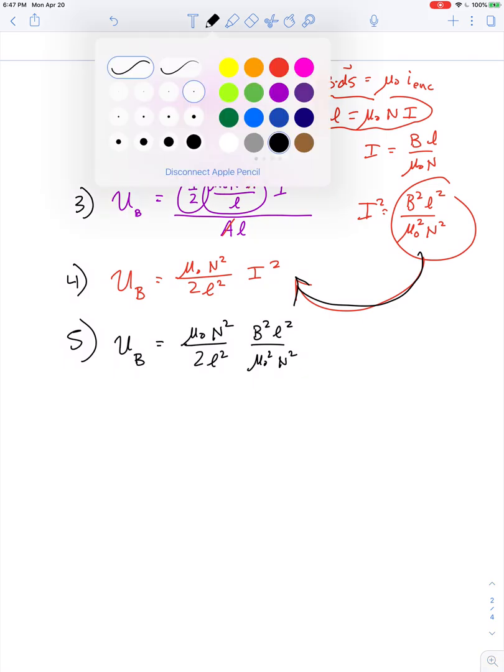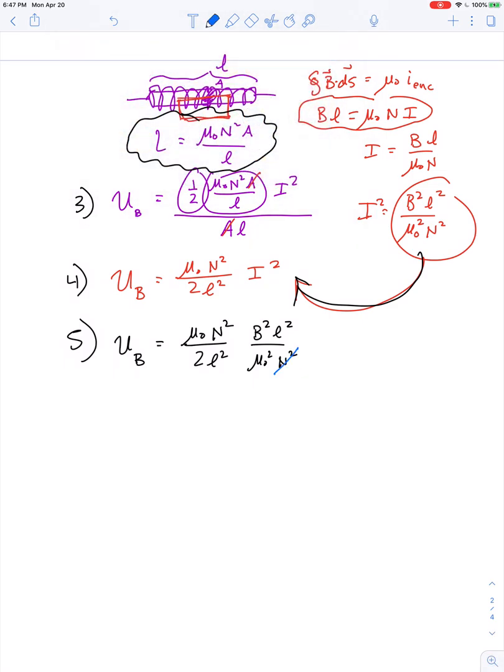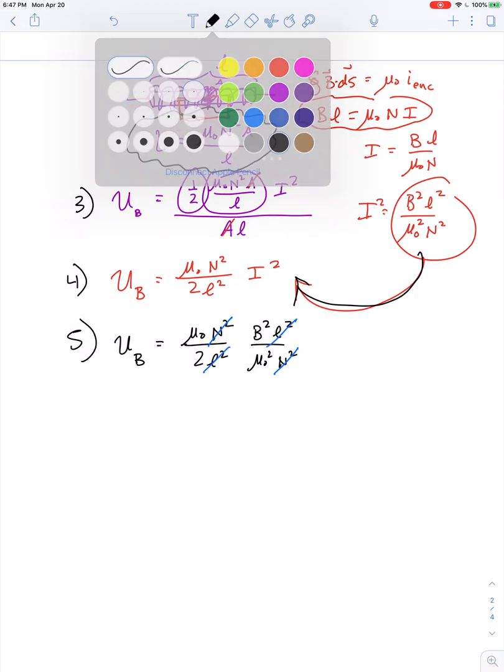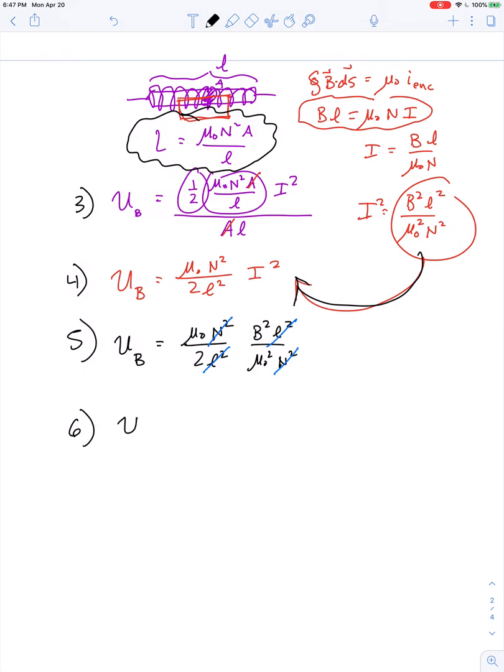Oh, well, this is going to simplify nicely. N squared cancels with N squared. L squared cancels with L squared. And so finally, this leads us to step 6. The energy density of a magnetic field is B squared over 2 mu naught.